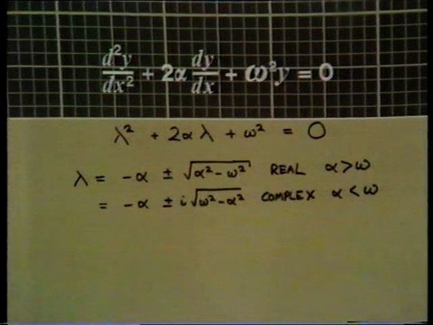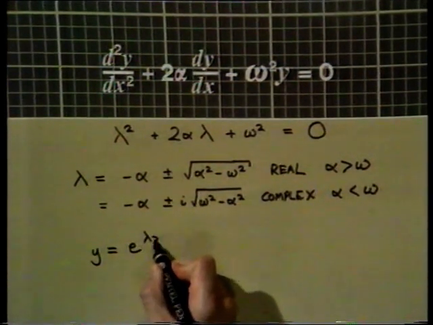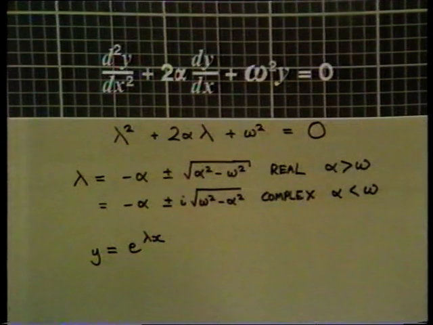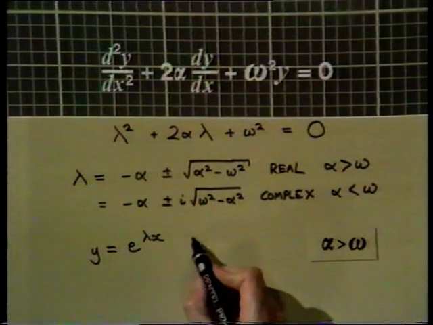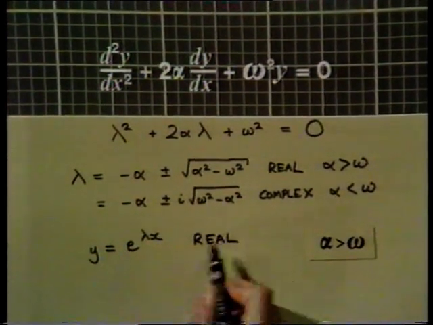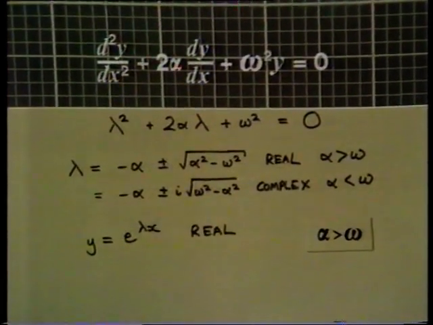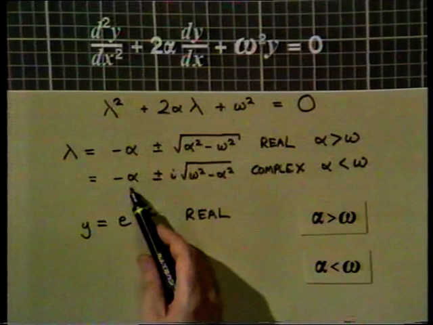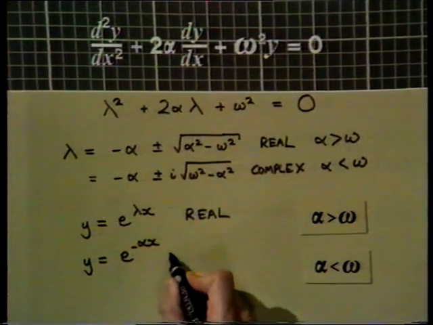Well, what does all that mean for the solutions of this equation? If I take a typical solution, e to the lambda x, and suppose I take the case where alpha is greater than omega, then in that case, the roots are real. Lambda is real, so this function is really just an exponential function. But supposing I take the other case where alpha is less than omega, in that case, the roots are complex, and I can split up the solution like this.